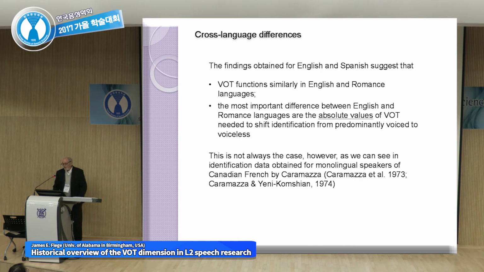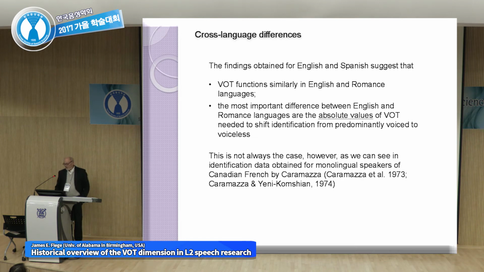The findings obtained for Spanish and English suggest that VOT functions similarly in English and Romance languages, and that the most important difference between English and Romance languages is the absolute values of VOT needed to shift identification from predominantly voiced to voiceless stop identifications.